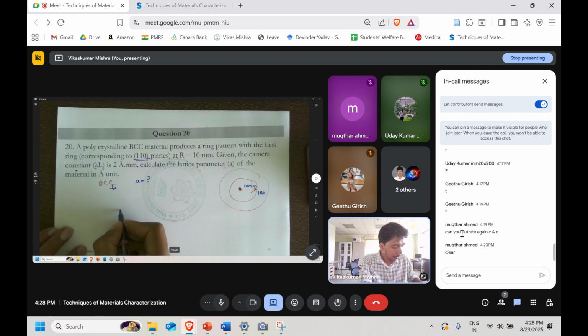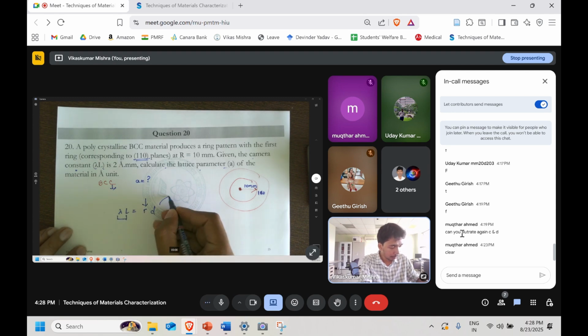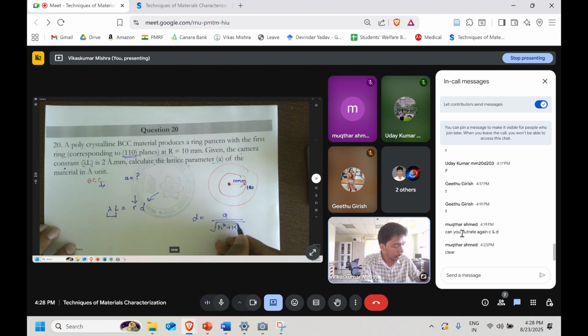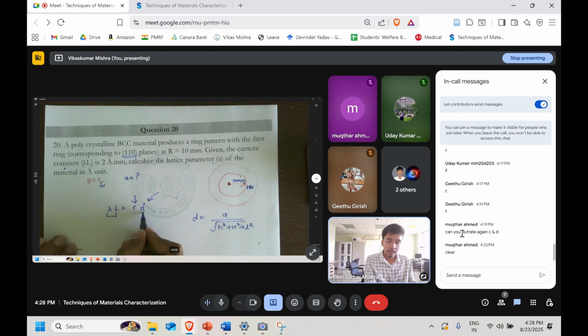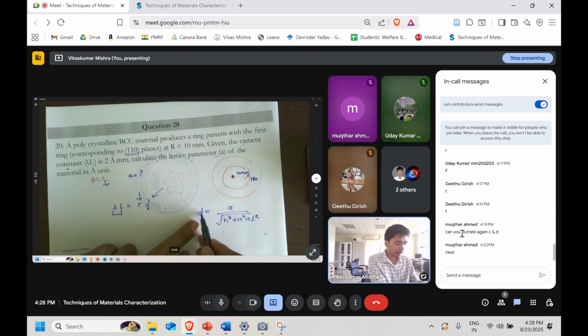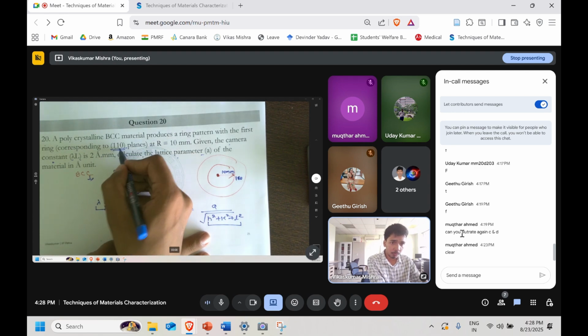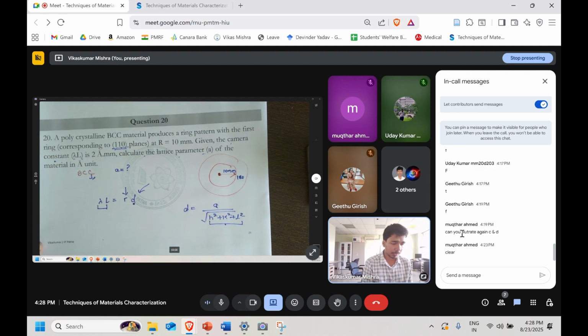We know lambda times L is equal to R times d. We know this factor. R is given to us, so we can find the d. From d, for the cubic, we know that d is nothing but a divided by root over h square plus k square plus l square. Whatever the d value you have, you can substitute here. A particular set of plane is given to us, that is the plane 110, that also you can write. From here you can find the lattice parameter.